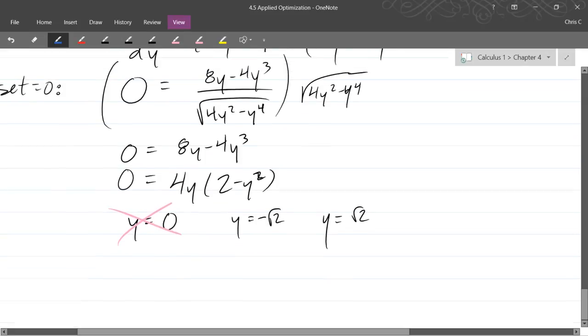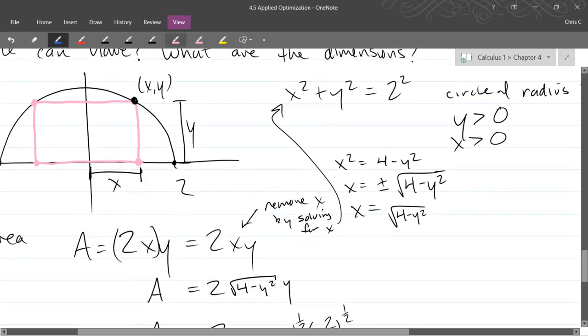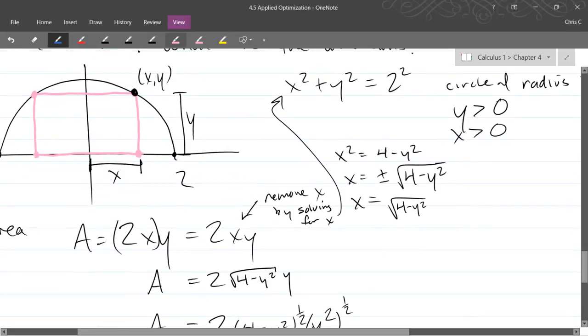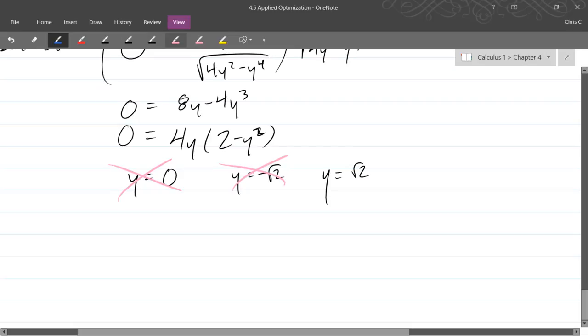What about y equals negative square root 2? That would be our really badly drawn rectangle in the bottom half. So that's out. We also said y greater than 0 up here. Y greater than 0, so that's out. All right, last one makes sense. Small value, positive. Looks good. So we're going to go with this guy. That's part of the answer.